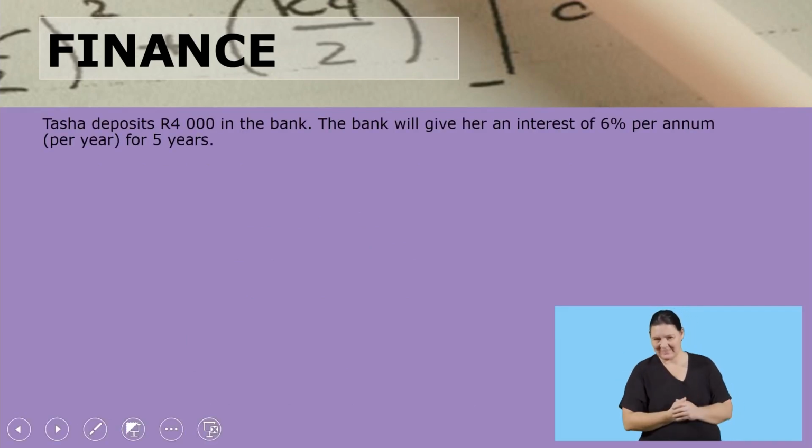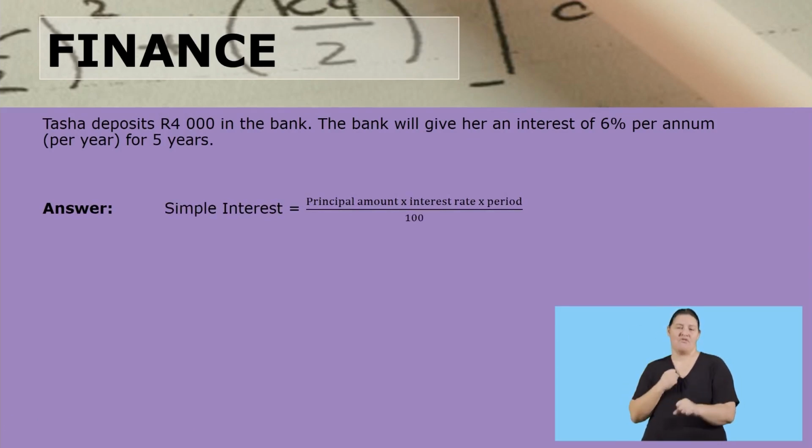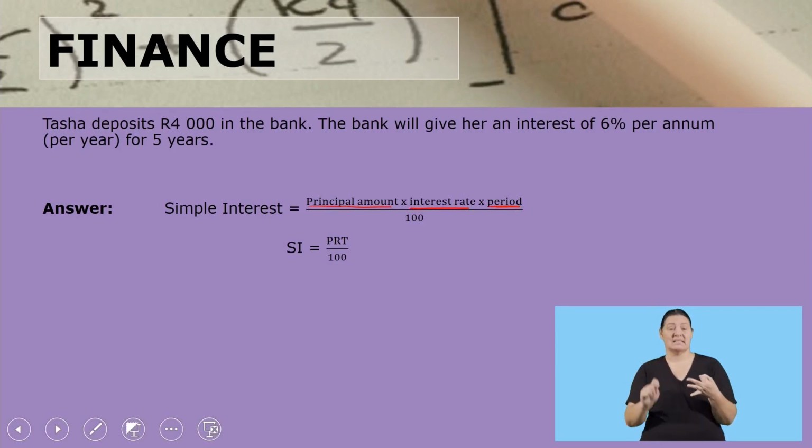So we are still dealing with the same scenario. Tasha putting 4,000 in the bank and then 6% per annum for 5 years. So this is how it will be calculated. This is the principal amount, which is the amount that has been put into the bank, multiplied by the interest rate, multiplied by the period being the amount of time. And we are going to divide all of this by 100, and we are going to get our answer. So just to use letters to represent that, P is for the principal amount, R is for the interest rate, and T is for the period, which is the time.